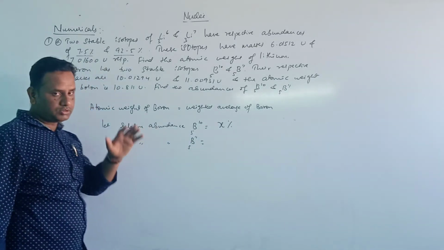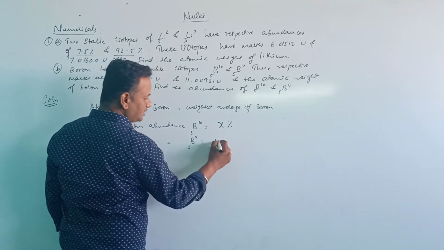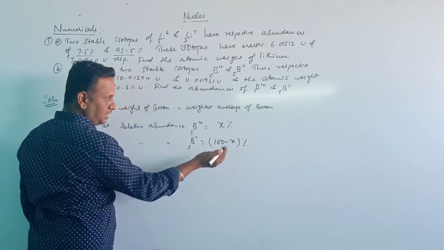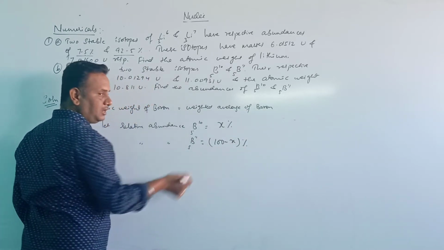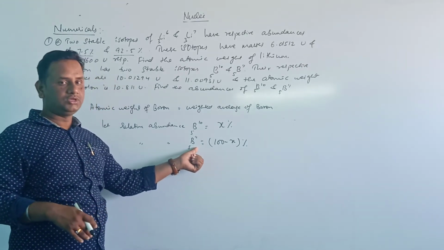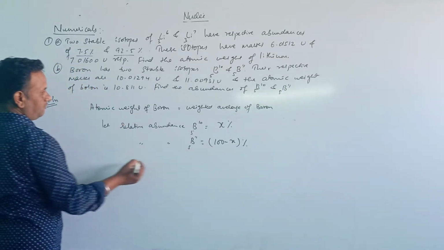If we add both abundances, we should get 100. So it is 100 minus X. If I subtract this X from 100, I will get the abundance of the second isotope, boron 11.5. Now let us use the same formula here.